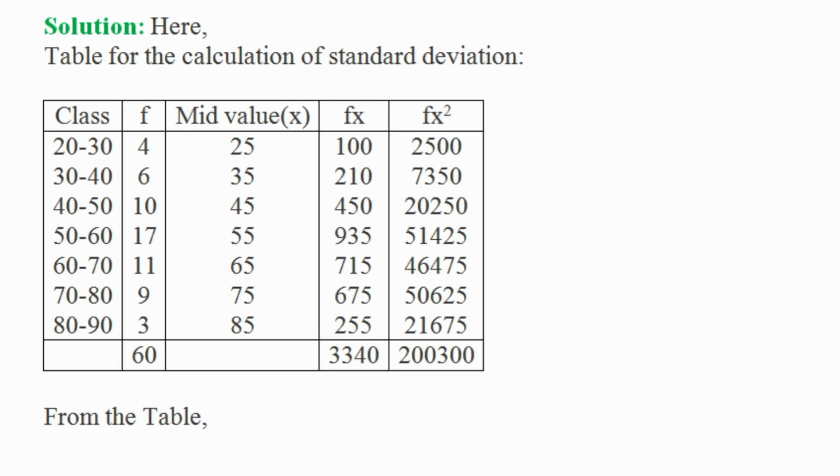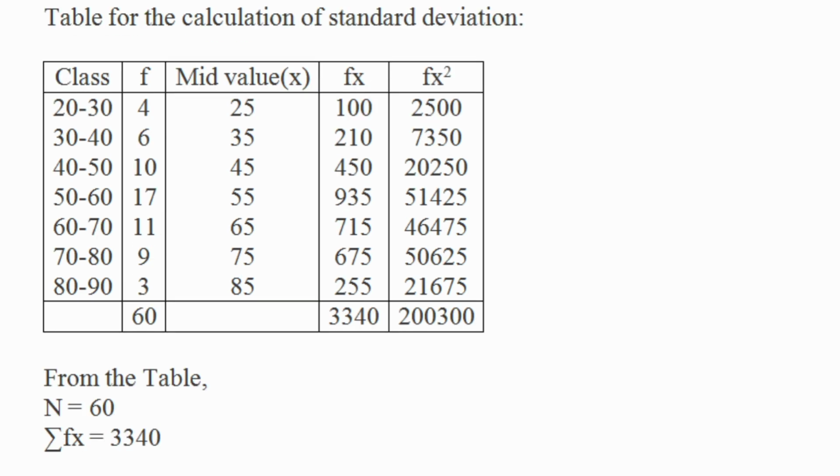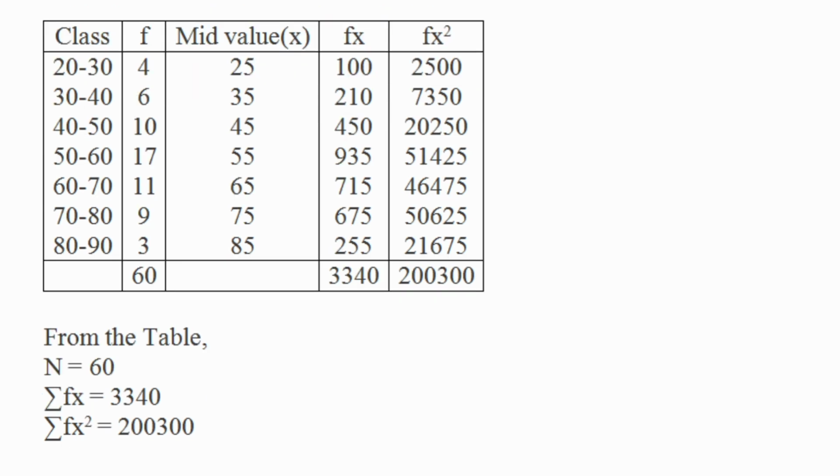From the table, we have got n is equal to 60. Summation of fx is equal to 3340. Summation of fx square is equal to 2,300,000.